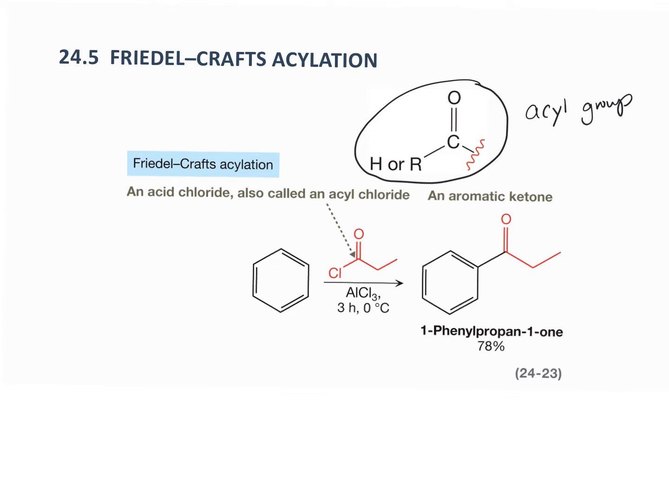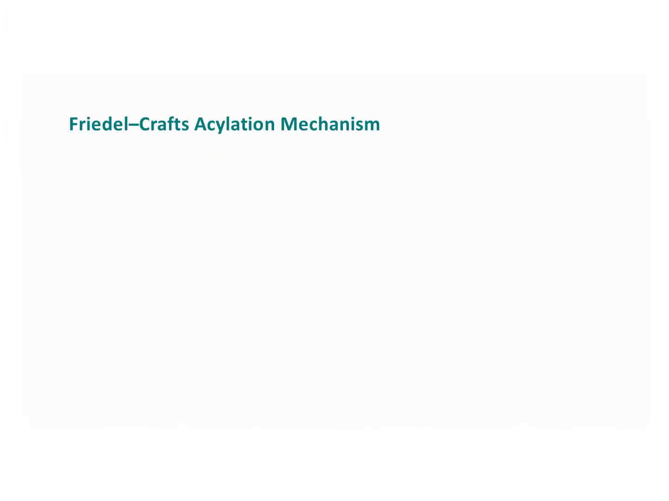Now, a Friedel-Crafts acylation is carried out much in the same way as a Friedel-Crafts alkylation, except the aromatic species is treated with an acid chloride, which is also sometimes called an acyl chloride, instead of an alkyl chloride. So let's look at this mechanism. Much in the same way, we're going to start with aluminum chloride.